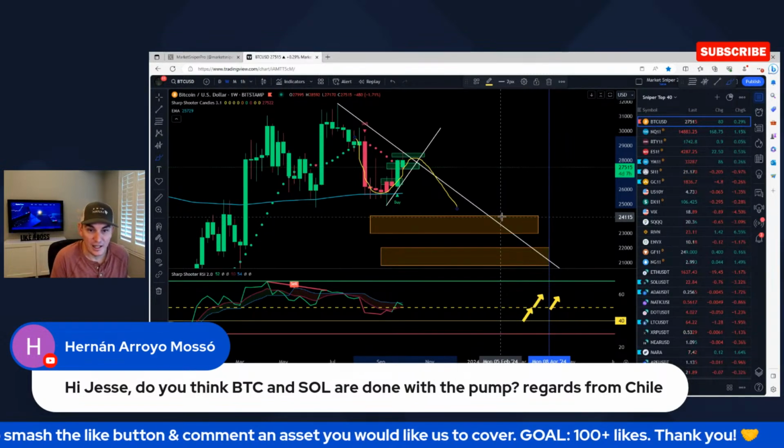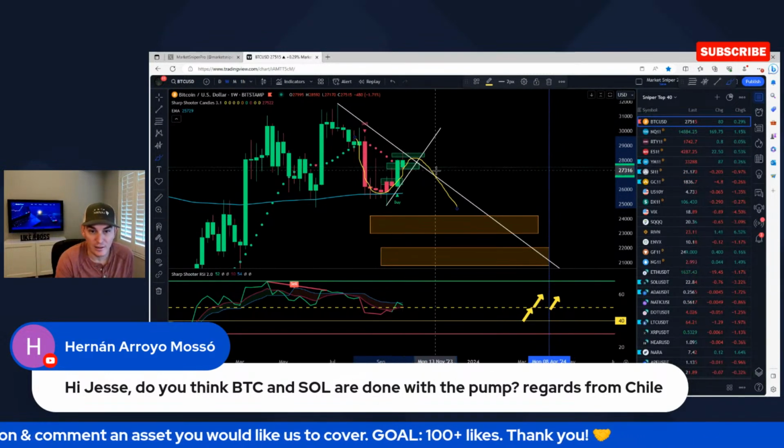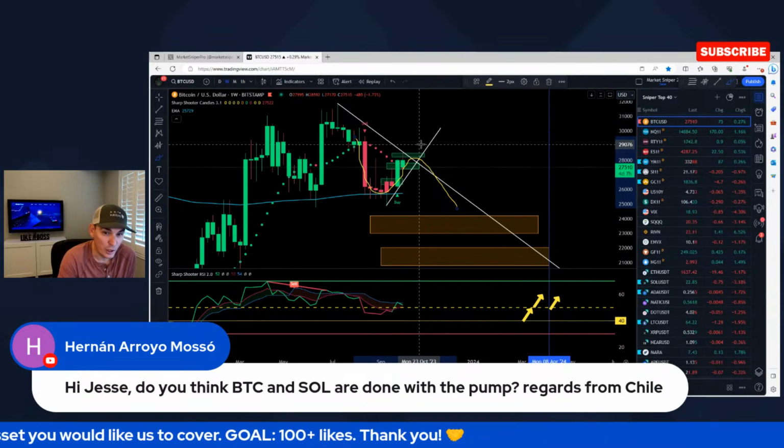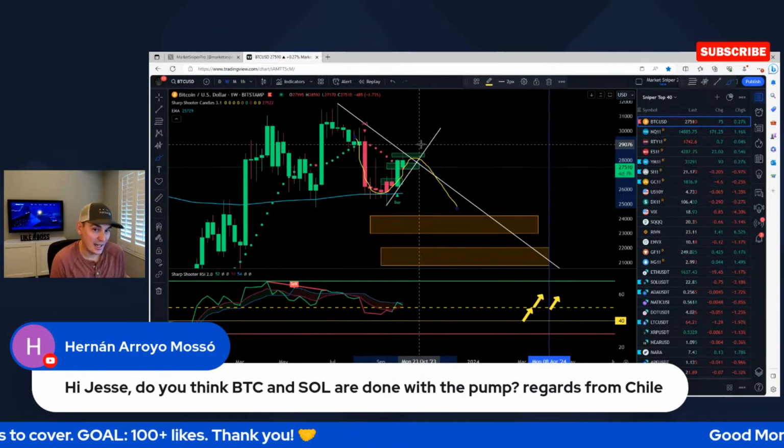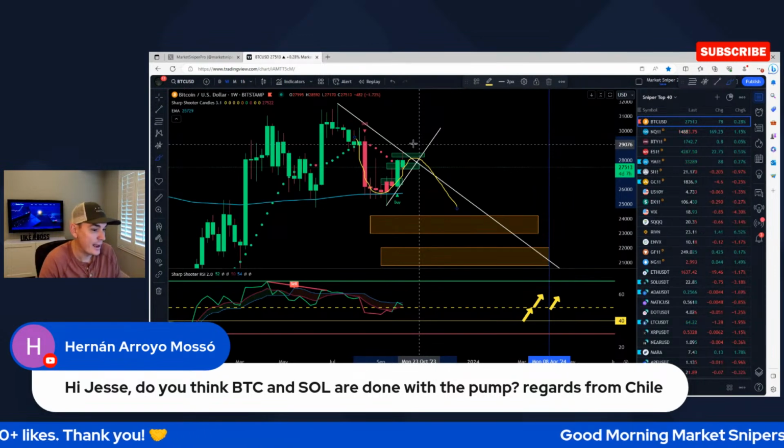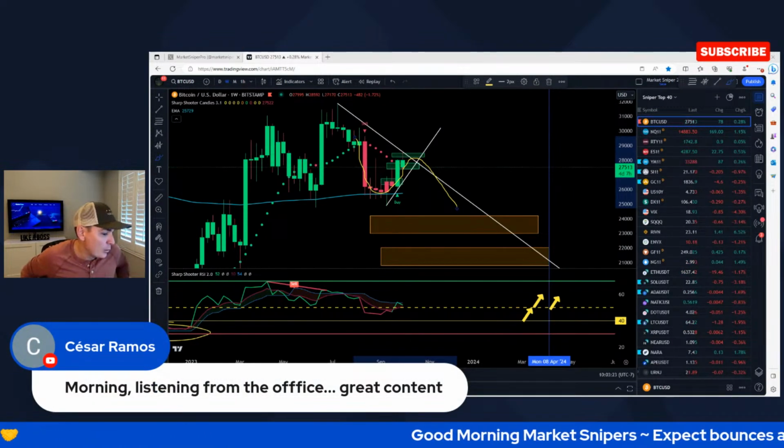It got rejected. We drew out a new downward trend line. There is that fourth target box up here. It just seems like it's getting less likely that it's going to play out. So we'll see. Let's see what else we got.